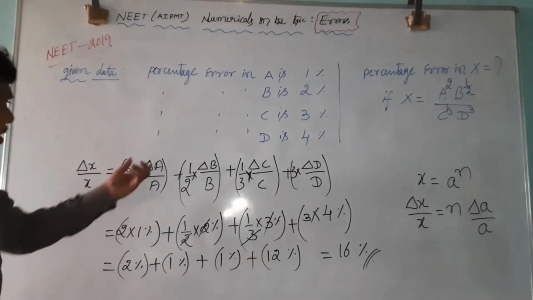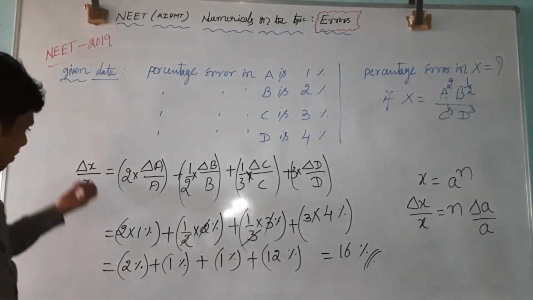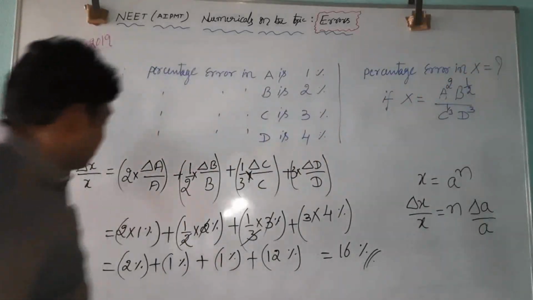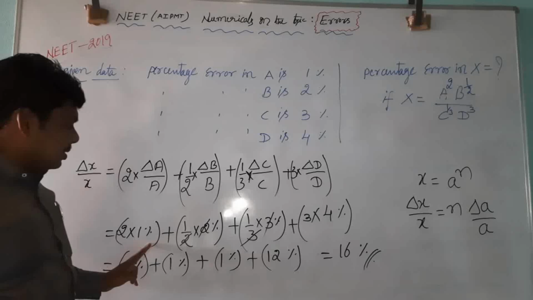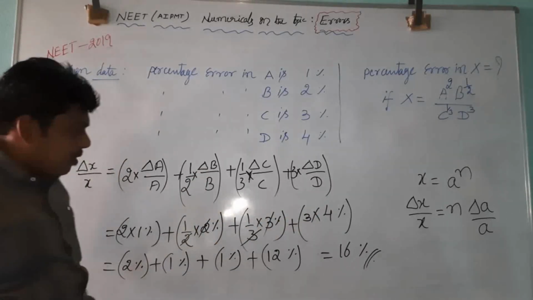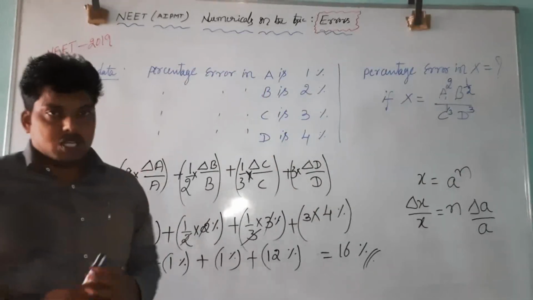Now here in the question they have given in terms of the percentage error. Yes, directly you can take. Why? Because here also we have to calculate the percentage error in x. So directly you can take that one. 2 into 1 percentage. Here 1 by 2 into 2 percentage. After simplification, finally we got 16 percentage. It is the right option for the given question.